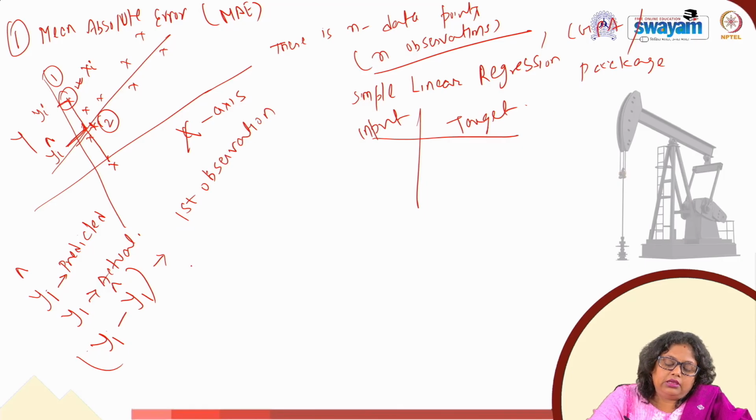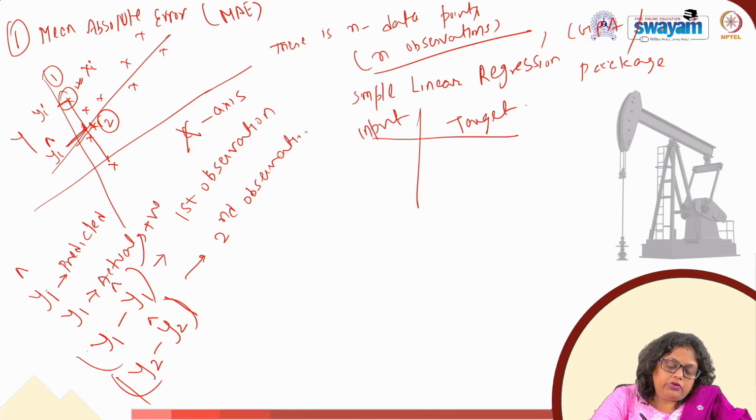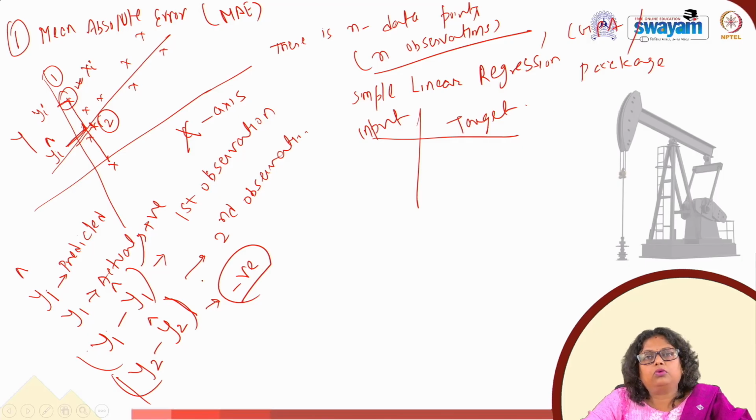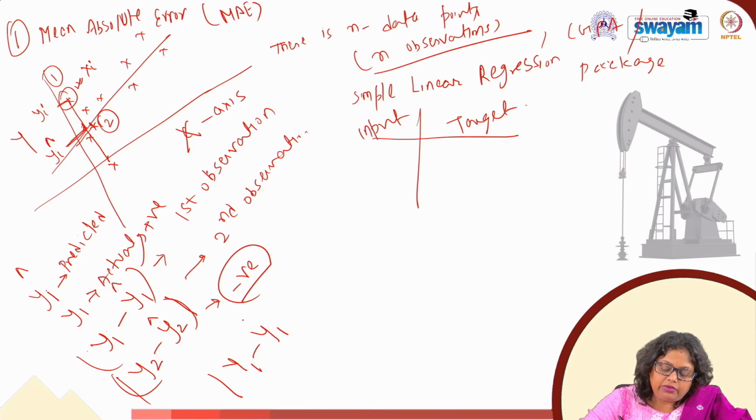Okay, this is my second observation. So y2 minus y2 hat. Here you are seeing one positive value and one negative value. To nullify the effect of positive and negative, we will just take the mod. So y1 minus y1 hat, then for the second we take y2 minus y2 hat.